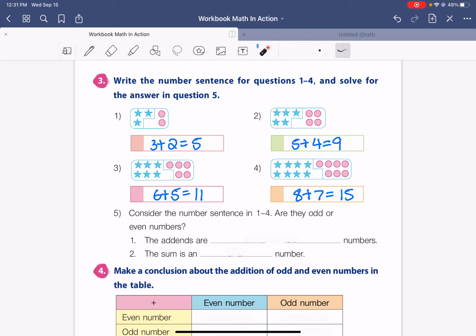All right, so the add-ins this time, are they odd or even? This time we have odd and even. So we're going to write odd and even numbers. Number 2, the sum is, what are these numbers? These are all odd numbers. So we're going to write the sum is an odd number.